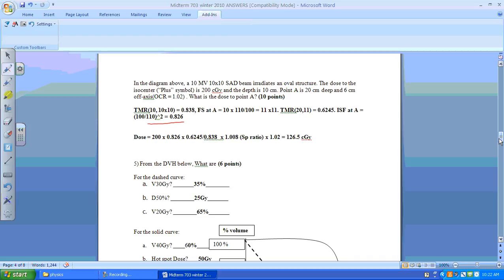So I have MUs over here times the 826, which is the inverse square factor. 6245 is the TMR at 20 cm depth divided by the TMR at 10 cm depth, because we need to do a ratio of TMRs, times 1.008, and that's the SFP ratio. It's SFP 20 divided by SFP 10, so it's greater than 1. SFP 20 is bigger than SFP 10, times 1.02, which is the OCR off axis, and you get 126.5.